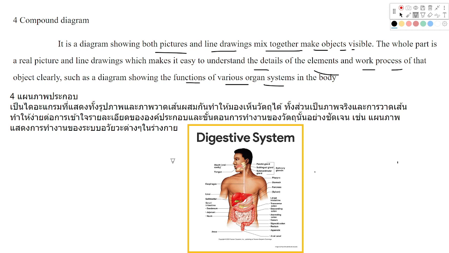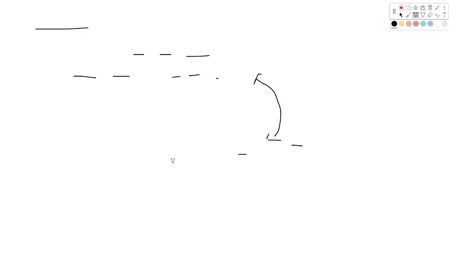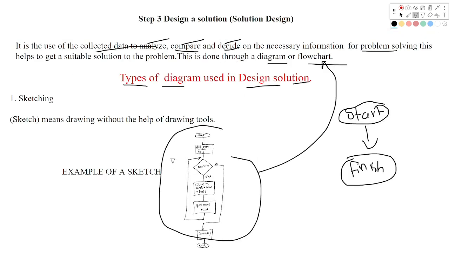So next week we will continue and we will talk about the next step, okay, after design solution. After you design solution, what is the next step? So that will be a topic for the next lesson.